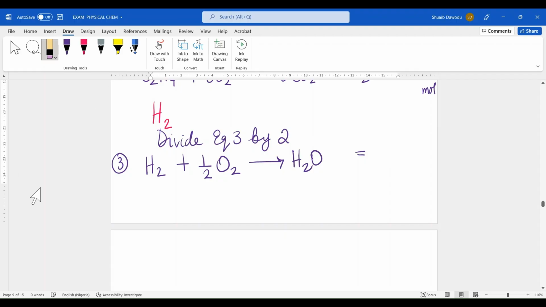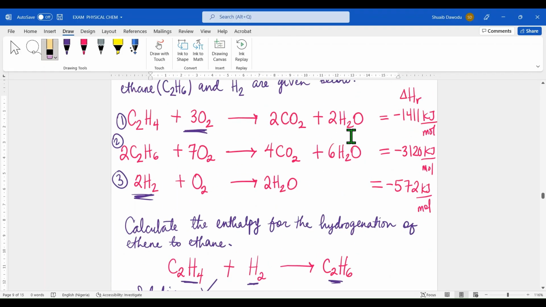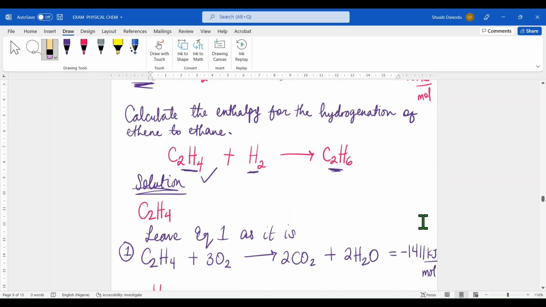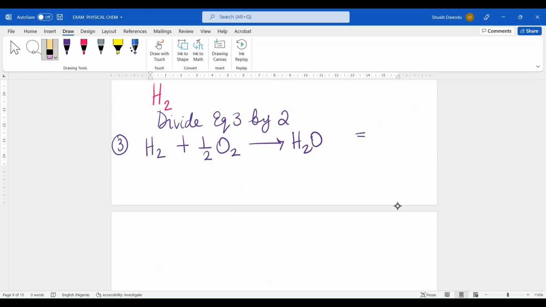We know that whenever you're working with a reaction and you're dealing with Hess's law or just enthalpy in general, whatever you do to the reaction, we're going to end up doing it to the enthalpy of reaction value. Since we divided equation 3 by 2, we're also going to divide 572 by 2. And dividing 572 by 2 would give you negative 286 kilojoule per mole. So negative 286 kilojoule per mole. So that is the new equation 3.